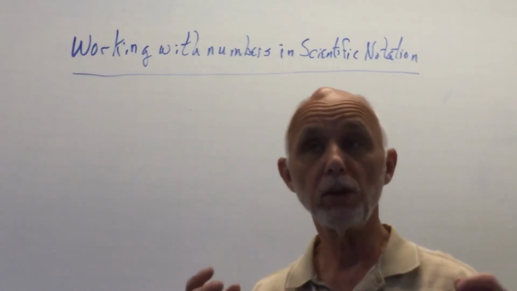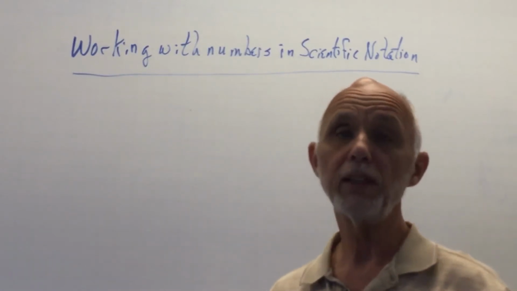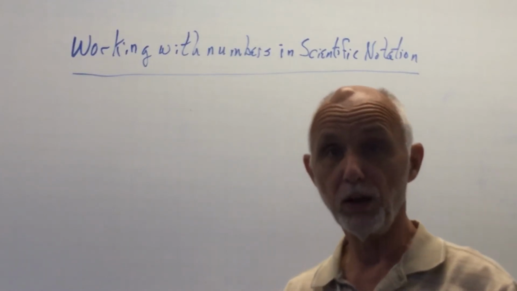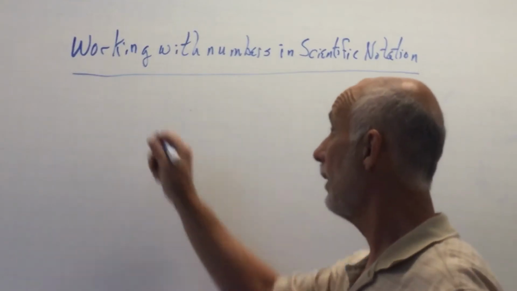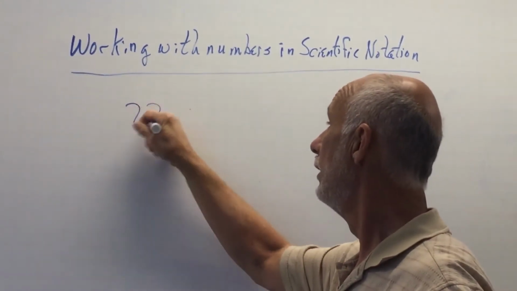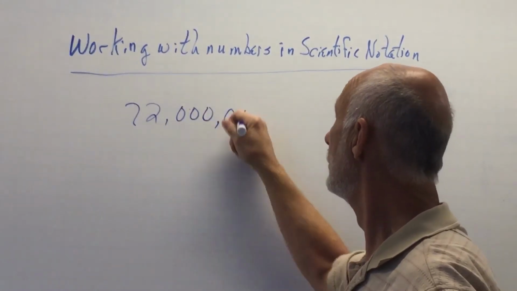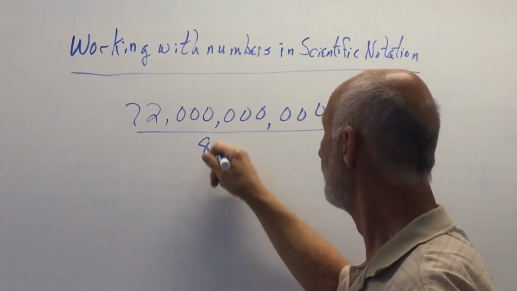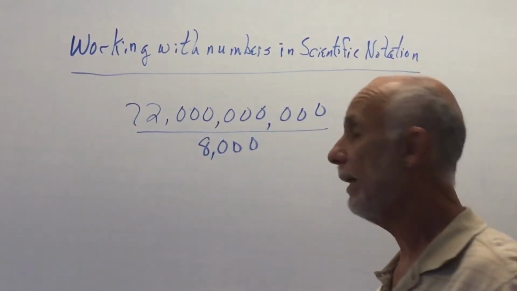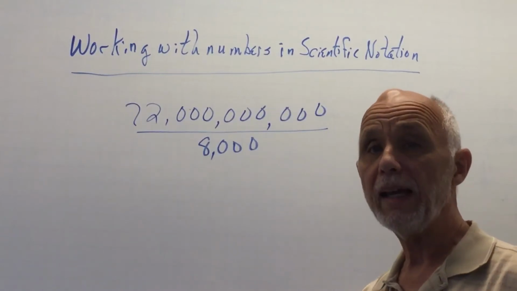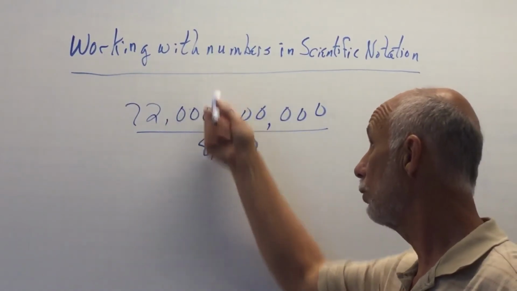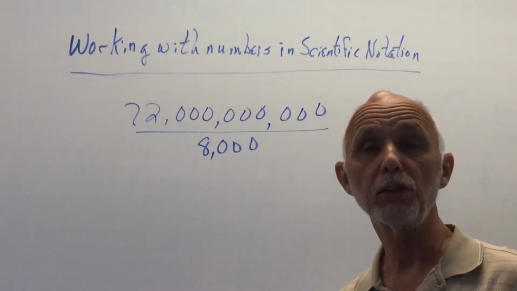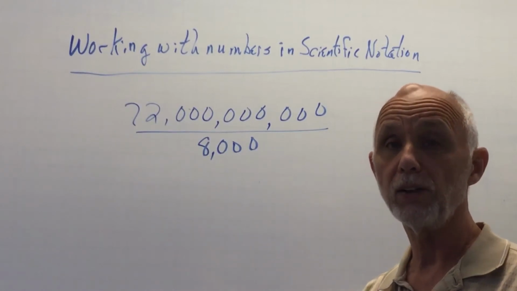Because you could easily have one too many zeros or one too few zeros if you had an extremely large or extremely small amount. So if I had a problem like this, 72 billion divided by 8,000. Again, I could do this by hand, but I would have to make sure that the zeros were lined up right to get the exact right answer. And one too many zeros or one too few zeros could make a giant difference in your final answer.